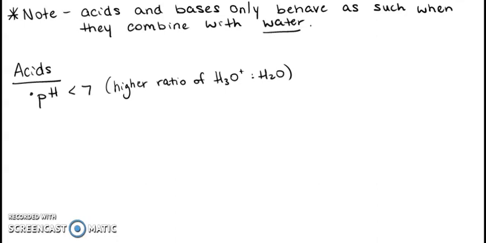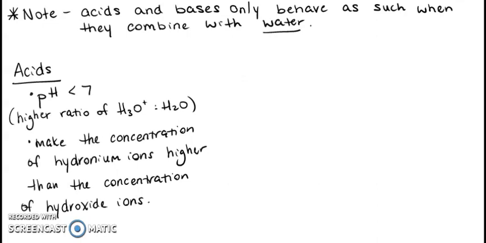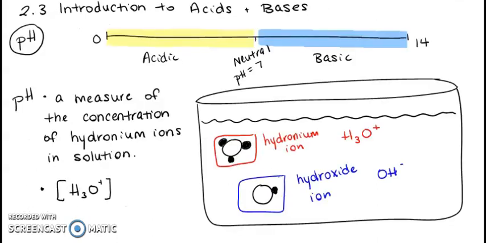Remember, this is because they have a higher ratio of hydronium ions to water molecules. Acids make the concentration of hydronium ions higher than the concentration of hydroxide ions. So remember, when two water molecules collided, they created 1 hydronium and 1 hydroxide ion. This solution is still neutral. It was just 2 water molecules. There's equal numbers of hydronium and hydroxide. If the number of hydronium ions goes up, this solution would be acidic.